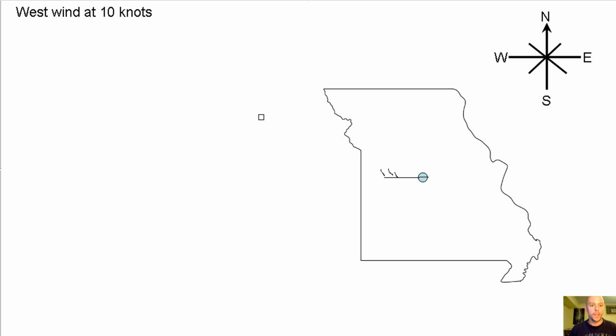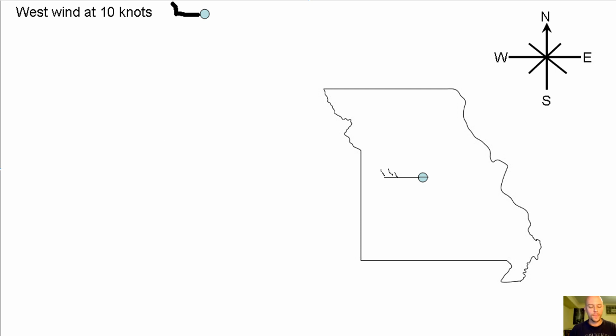Let me draw this up for you. If I want to draw a 10-knot wind, I will draw it from the west, because it's a west wind, and then a 10-knot wind will have one long barb. That's what a 10-knot wind from the west will look like.